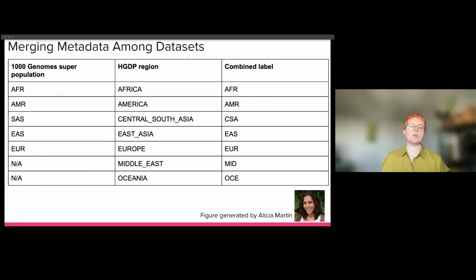This here is a table which highlights how we dealt with the different populations when joining these two data sets. Ensuring that these two data sets had shared labels across geographic regions made it much easier to run downstream analyses.